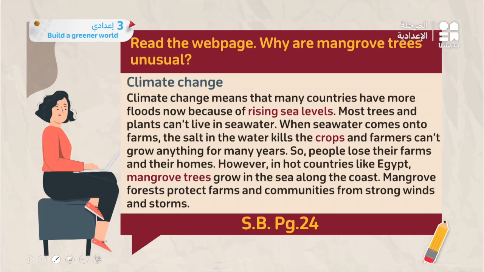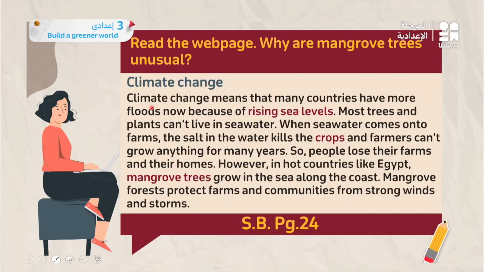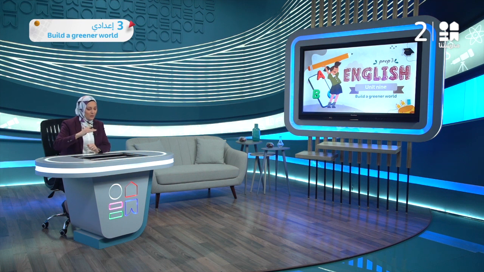The title is climate change. We took this term before. Climate change means change in the weather or the world's weather. Climate change means that many countries have more floods now because of rising sea levels. Climate change means that many countries have floods. What's the reason? Rising sea levels. Rising means increasing, sea levels are getting higher. The level of the water in the seas keeps rising.